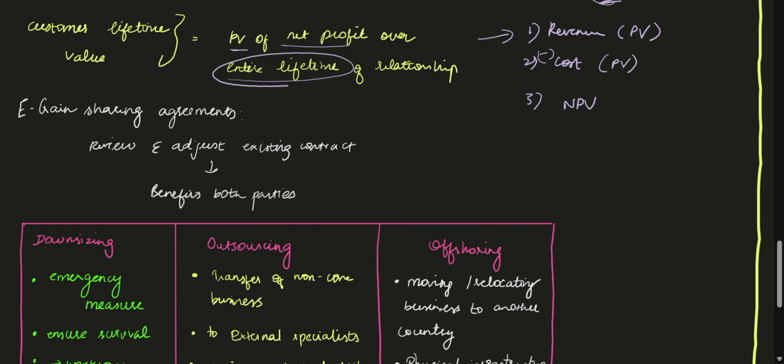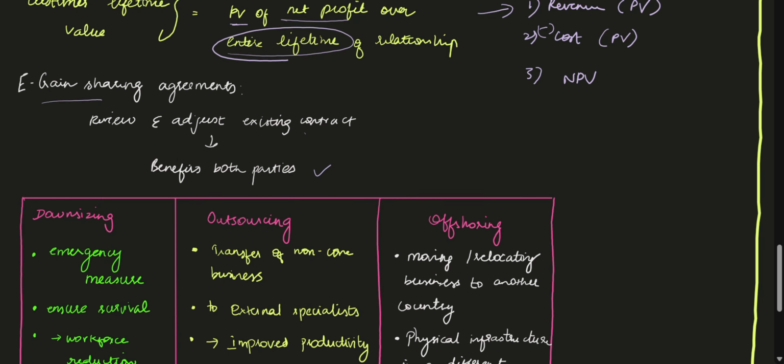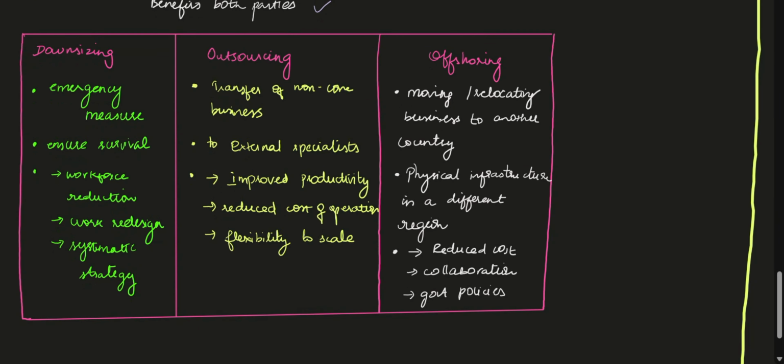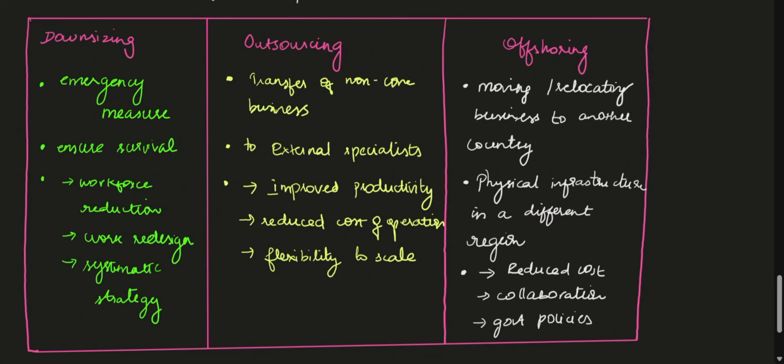Then we have a small concept, e-gain sharing agreements. So we should be able to review and adjust the existing contract. It should be flexible, it should be revisable in such a way it benefits both the parties. Then we have these three concepts, which is first one is downsizing. It is a HR activity where we reduce the work, where we redesign the work, or it is done because of systematic strategy. It should be used only in cases of emergency and only for the survival.